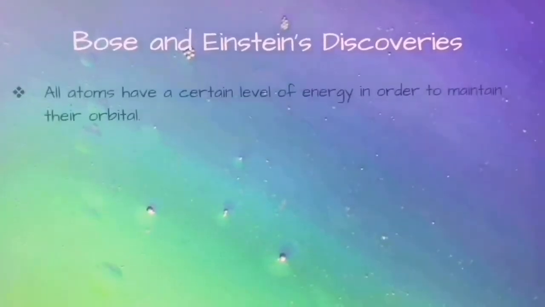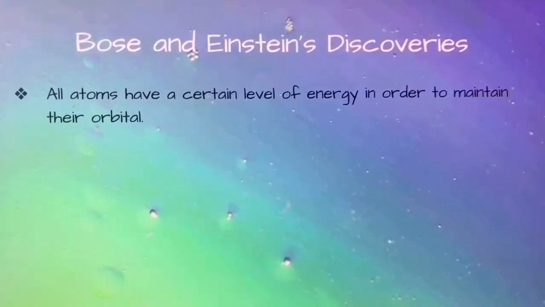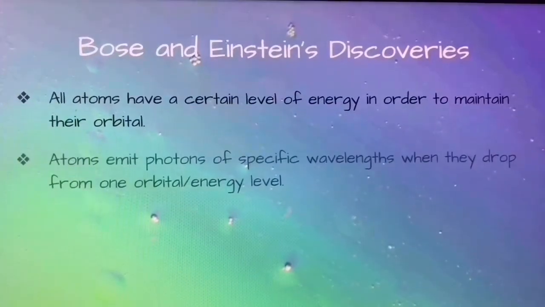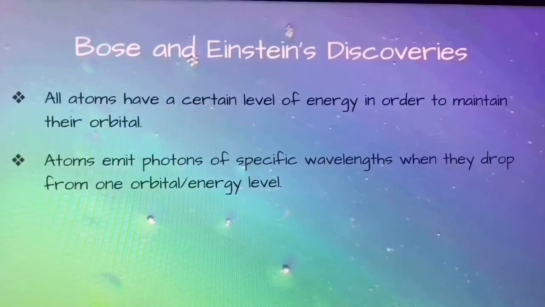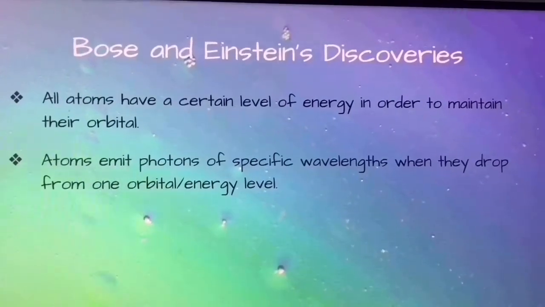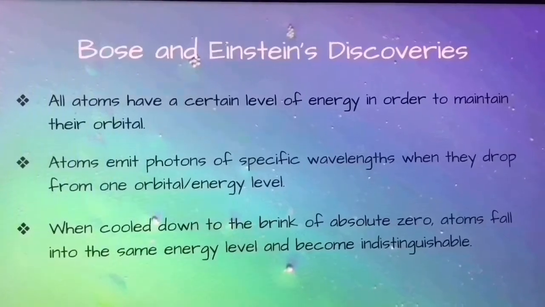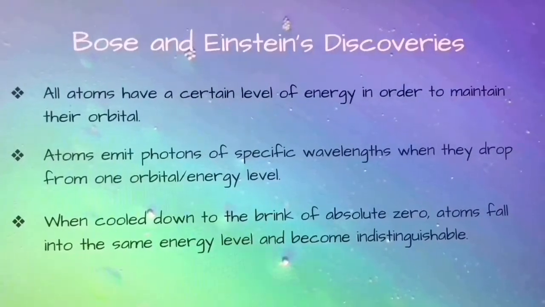First, all atoms have a certain level of energy in order to maintain their orbital, which is a fundamental theory in quantum mechanics. Second, atoms emit photons of specific wavelengths when they drop from one orbital energy level to another. Finally, if we were able to cool the atoms to the brink of absolute zero, some atoms fall into the same energy level and become indistinguishable.